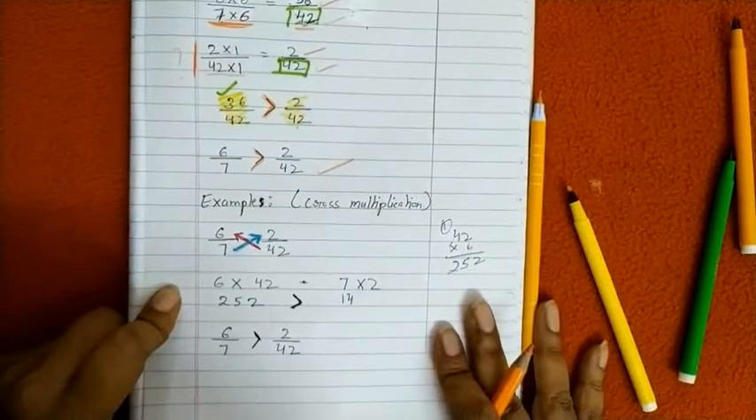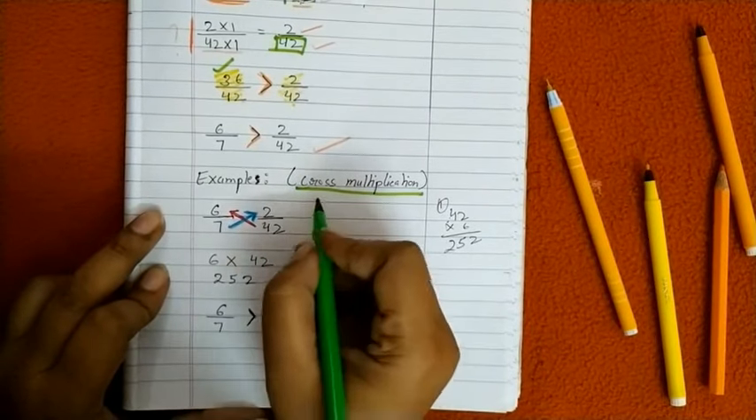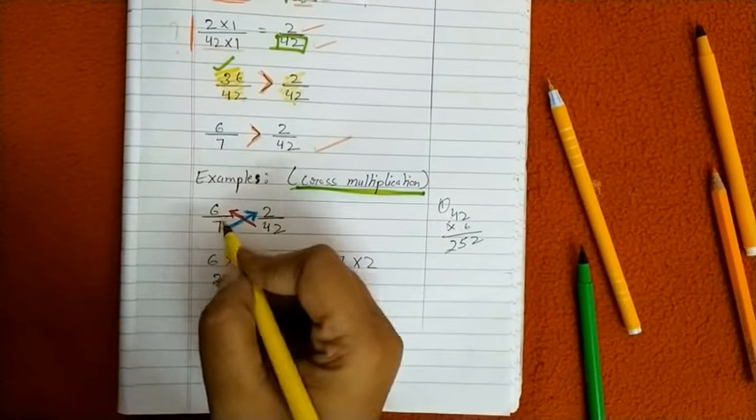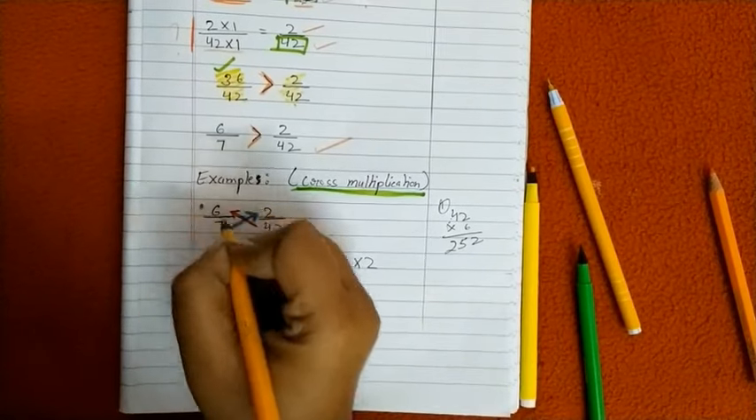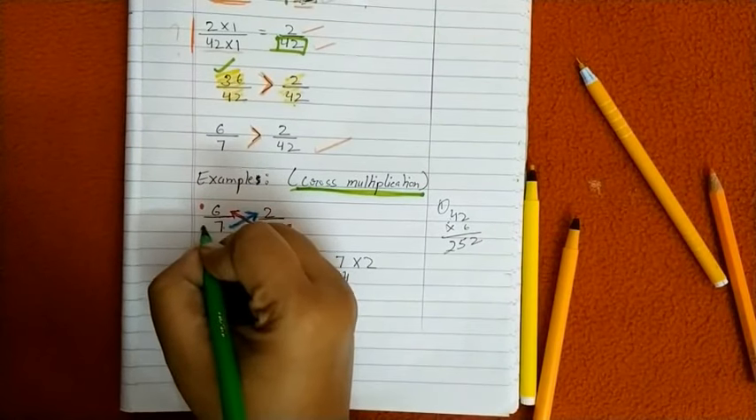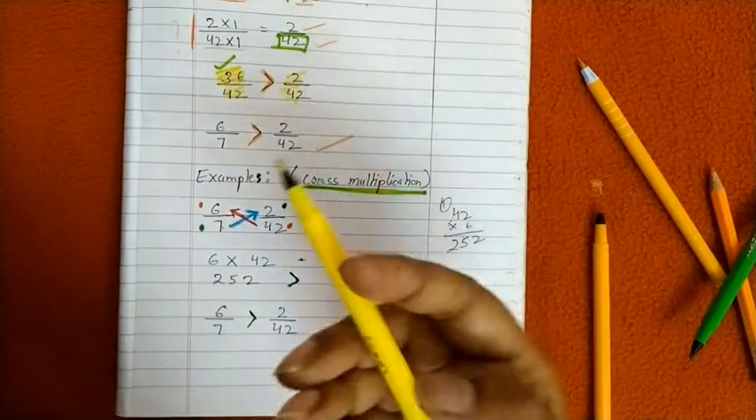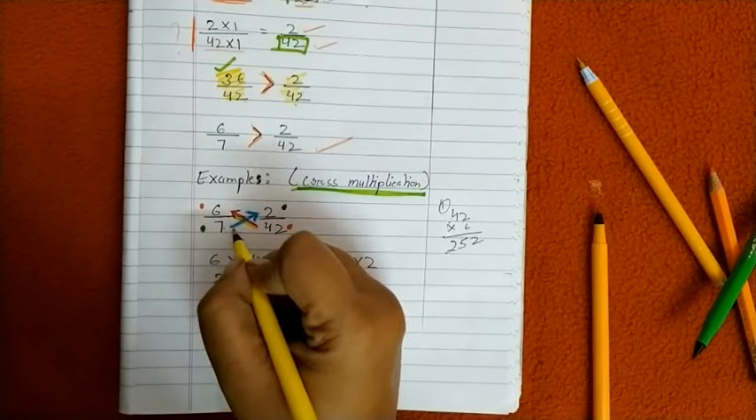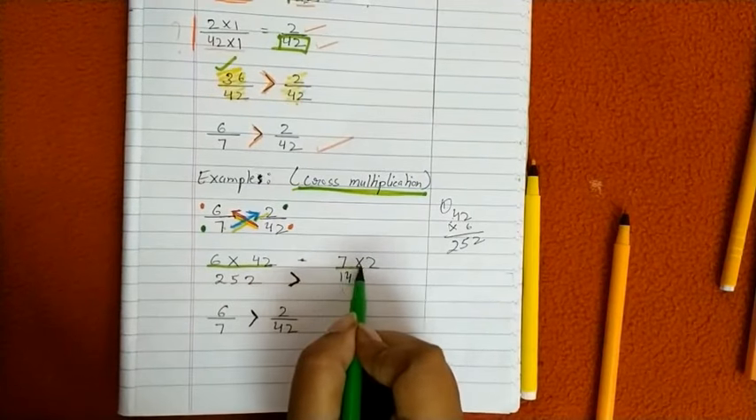Is it clear? Now see how we compare using cross multiplication. Same example we have to check in cross multiplication. See children here, 6 upon 7. I have to multiply the numerator of the first fraction with the denominator of the second fraction, and the denominator of the first fraction with the numerator of the second fraction. Yes children, this is what I have done here: 6 into 42 and 7 into 2.